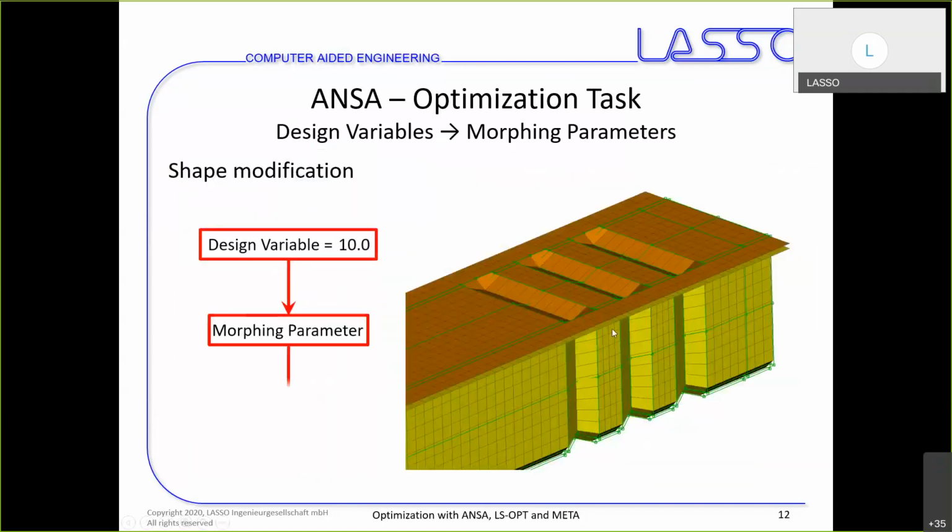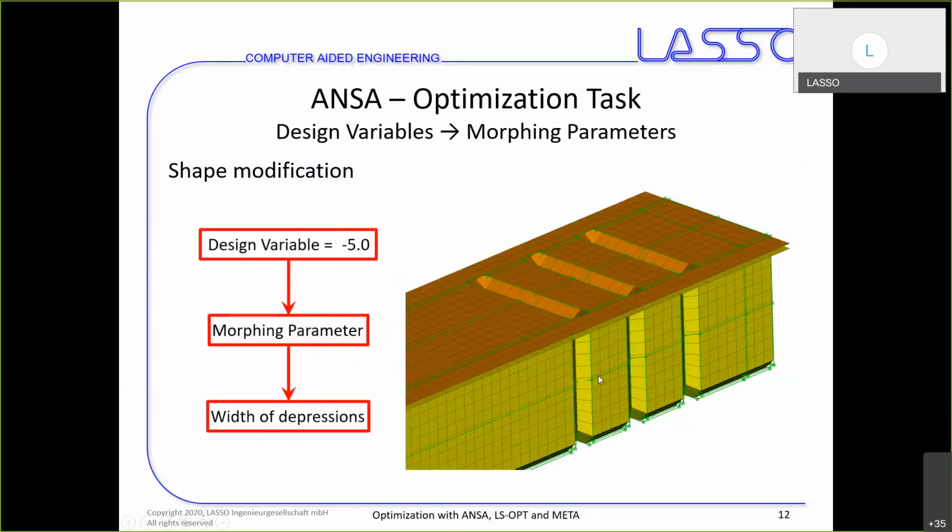So, and when LSOpt gives a set of new design variables, new values, the design variable changes. This changes the child items, in this case, the morphing parameter. And the morphing parameter in our case here controls the width of these depressions. So by changing the design variables, the morphing parameter changed and the model is morphed accordingly.